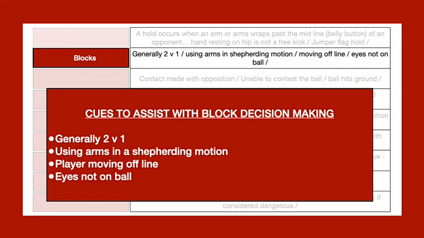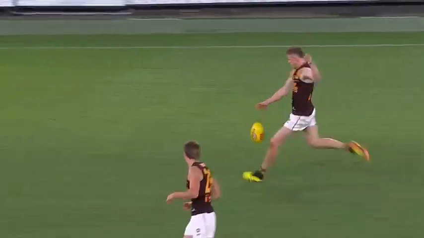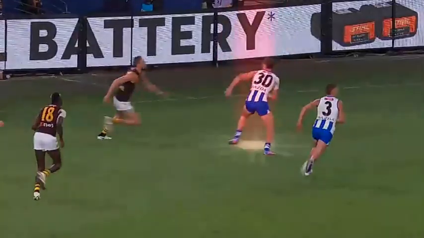Generally a 2v1 situation, using arms in a shepherding motion is a cue. Moving off line is a cue. Eyes not on ball are a cue. Remember, there's a difference between a cue and the free kick. Cues only help us, but the free kick must occur. Let's have a look here.